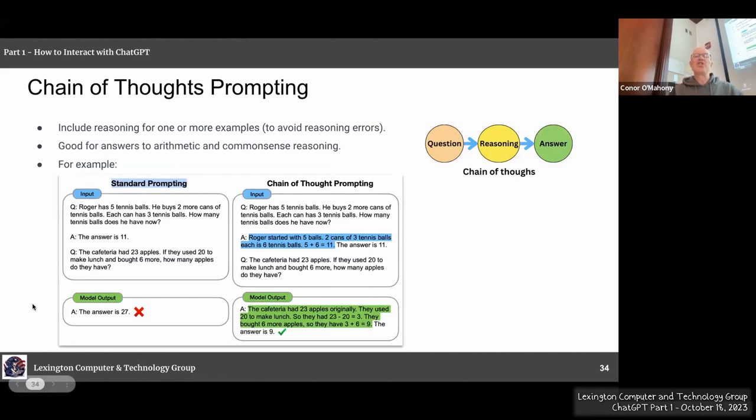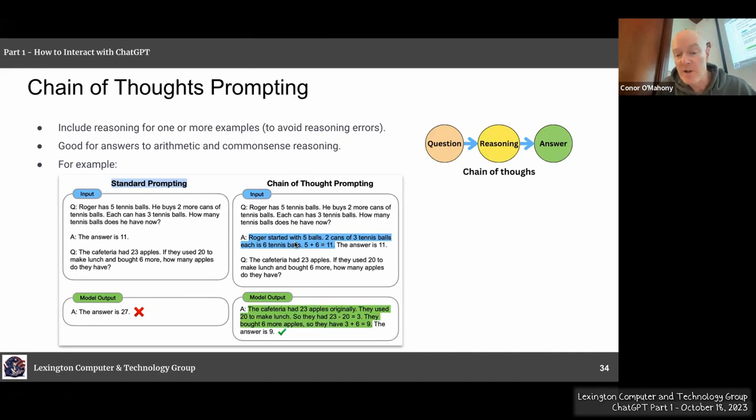It's pretty straightforward. Chain of thought prompting. So here, remember we said that ChatGPT is not very good with logic? Well, if you include the reasoning for one or more examples, it can learn from that context. So it's good if you're interacting with it around arithmetic or common sense reasoning. Here's an example taken from an academic paper, with a regular prompt, and then a chain of thought prompt. The difference is highlighted in blue. You explain not just that the answer is 11, but you explain why.